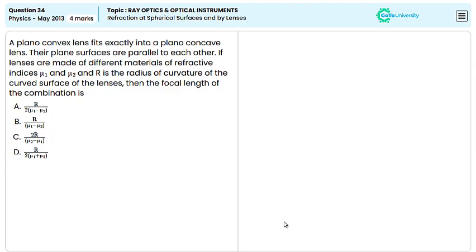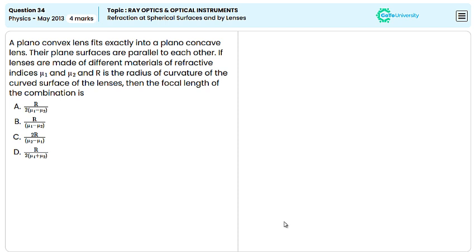A plano-convex lens fits exactly into a plano-concave lens. Their plane surfaces are parallel to each other. If the lenses are made of different materials of refractive indices mu1 and mu2, and r is the radius of curvature of the curved surfaces of the lenses, then what is the focal length of this combination?